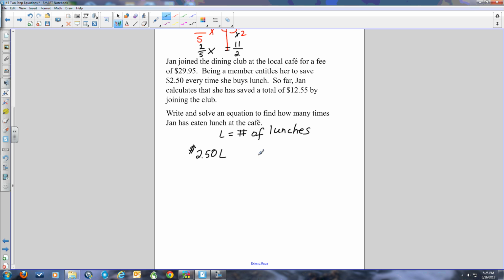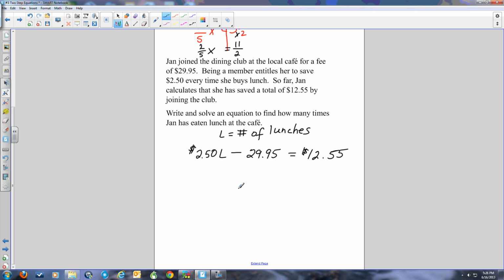But remember, she had to pay $29.95 to join. So in order to figure out how much she saved, we have to take $2.50 times the number of lunches. That tells you how much money she's getting back. But subtract that $29.95 because she had to pay that up front. And it tells us that so far what she's saved is a total of $12.55. So that's what this expression should equal, $12.55.